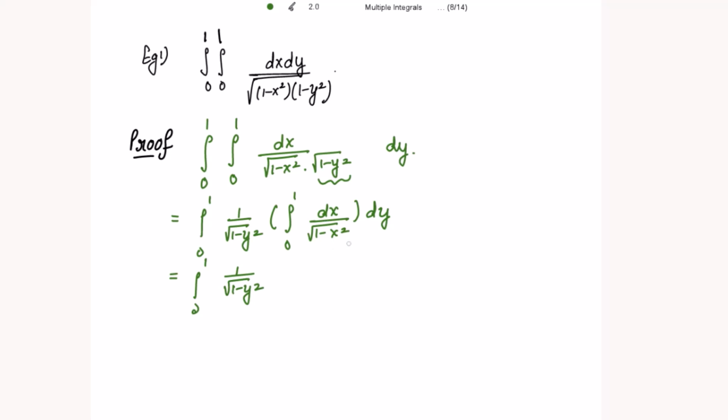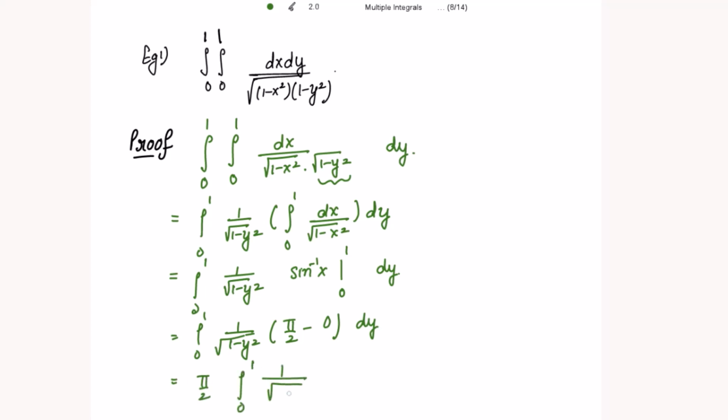Now integration of 1 over square root of 1 minus x square is sine inverse x. Putting the limits, you will get, what is sine inverse 1? It is pi by 2 minus sine inverse 0, which is 0. Keeping this pi by 2 now outside and integrating the rest of the function with respect to y. So this is equal to pi by 2.